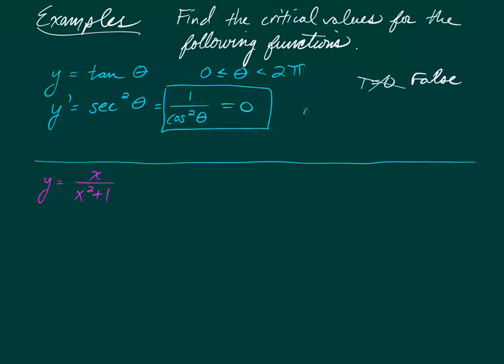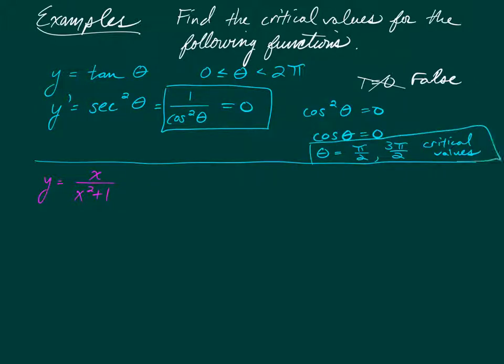So let's take the cosine squared theta equals 0. Take the square root of both sides. And if you can remember which values of theta make the cosine equal to 0, you will remember that theta equals pi over 2 and 3 pi over 2. These are the critical values for the original function here, tangent of theta.